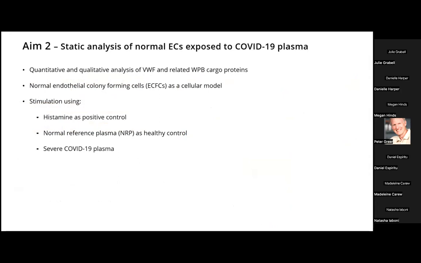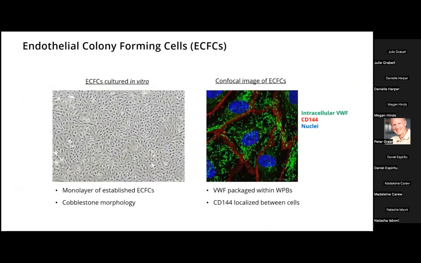So for Aim 2, which involves the static analysis of normal endothelial cells exposed to COVID-19, I want to perform a quantitative and qualitative analysis of VWF and related Weibel-Palade body cargo proteins in response to this plasma. I'll be using endothelial colony-forming cells as a cellular model, and based on its physiological relevance, I wanted to use histamine as a positive control, normal reference plasma as a healthy control, and then, of course, severe COVID-19 plasma.